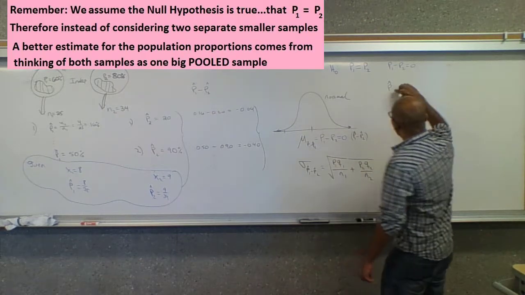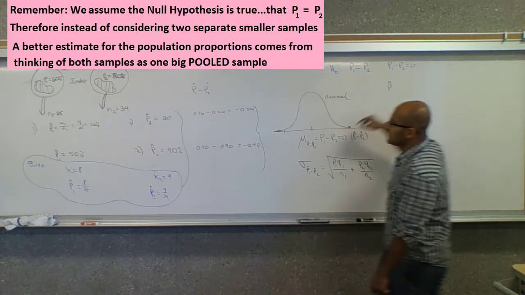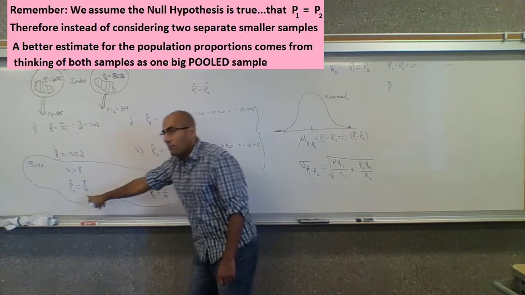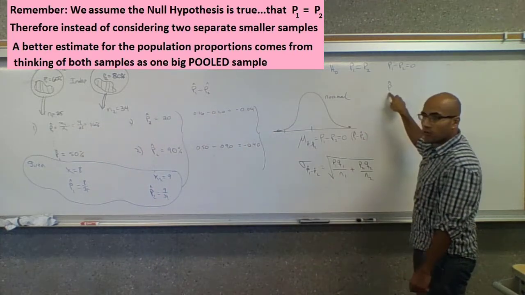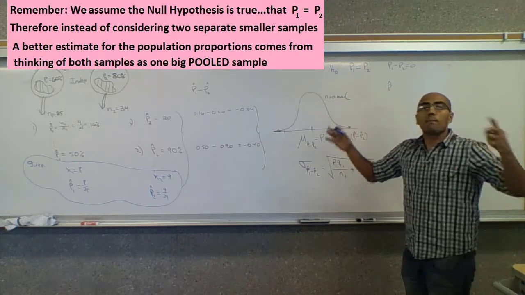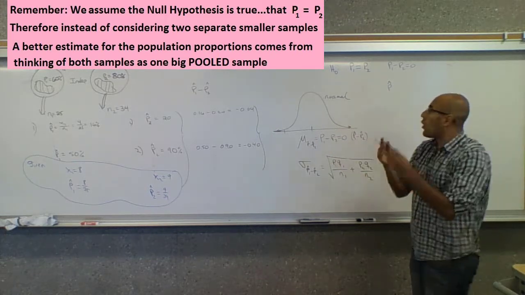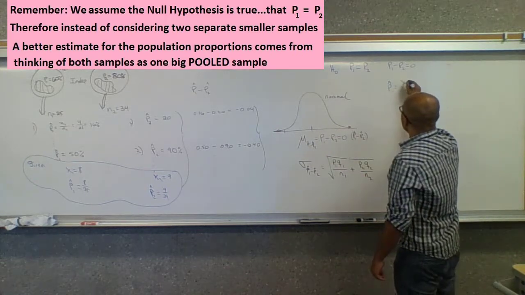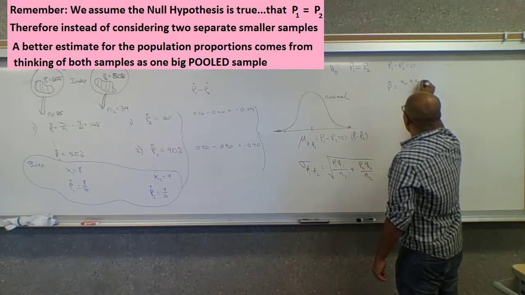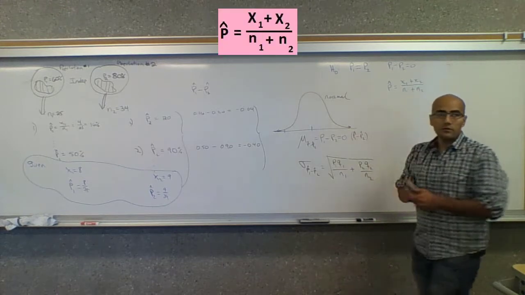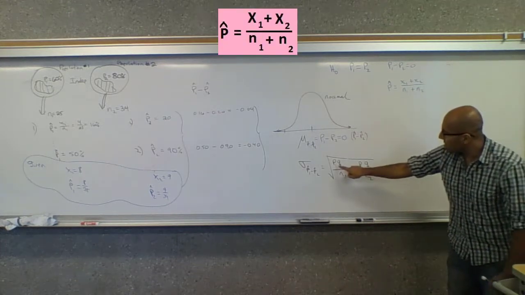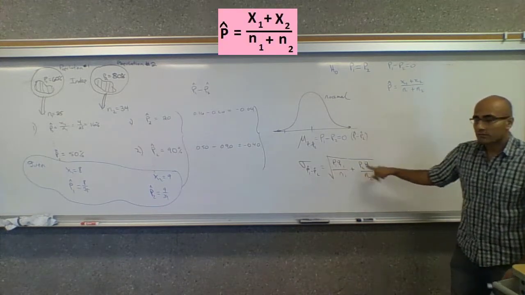P hat with no little number. P sub 1 is this one. P sub 2 is that one. Now p hat with no little number is sort of a pooled proportion. We're going to take all of it together and say that this is equal to x sub 1 plus x sub 2, all over n sub 1 plus n sub 2. And that will be the value that we're going to replace here.